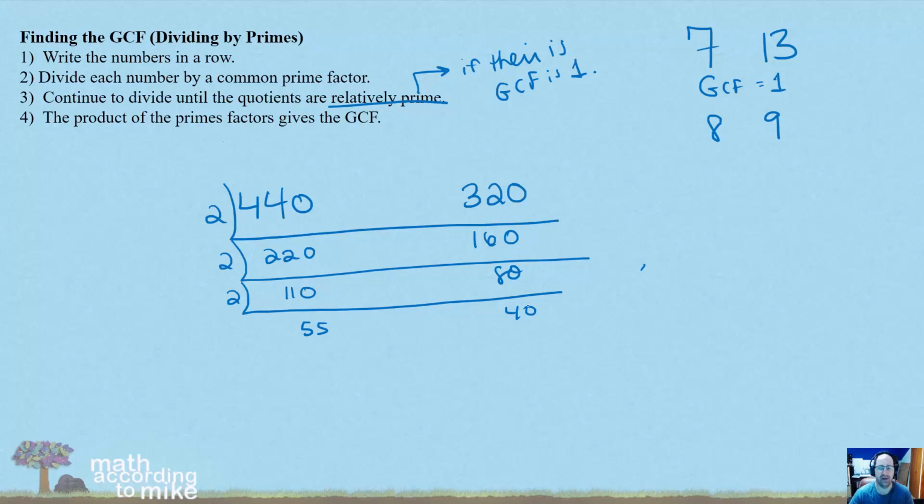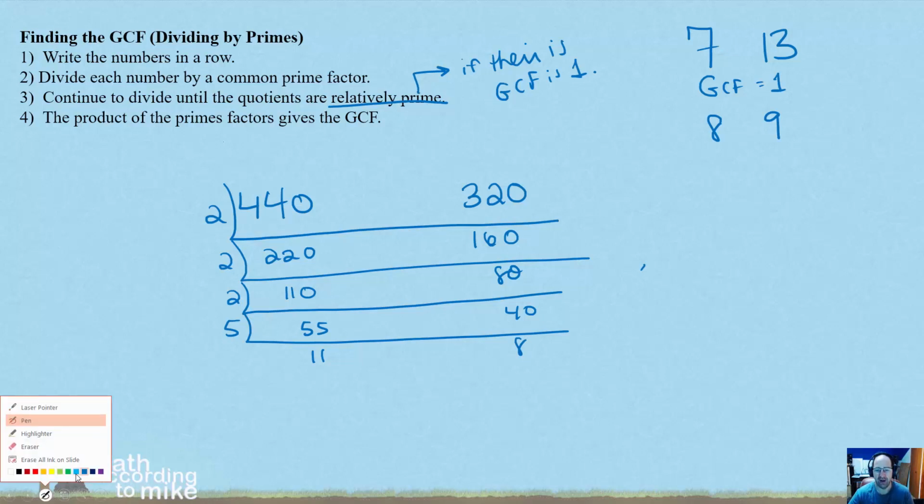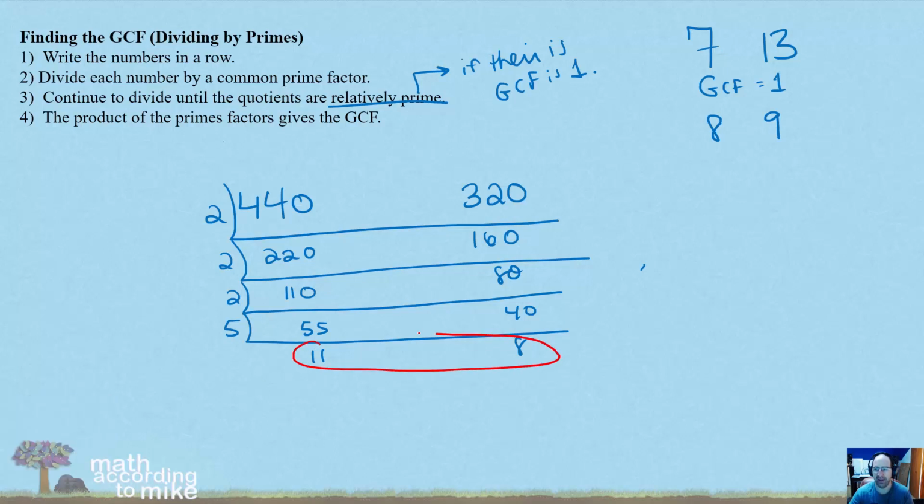So now we gotta switch gears. 55 and 40 end with numbers that dictate divisibility by 5. 5 goes into 55 11 times and into 40 8 times. Now notice that the greatest common factor of 8 and 11 is 1. And because the greatest common factor is 1, that means these two numbers are relatively prime.